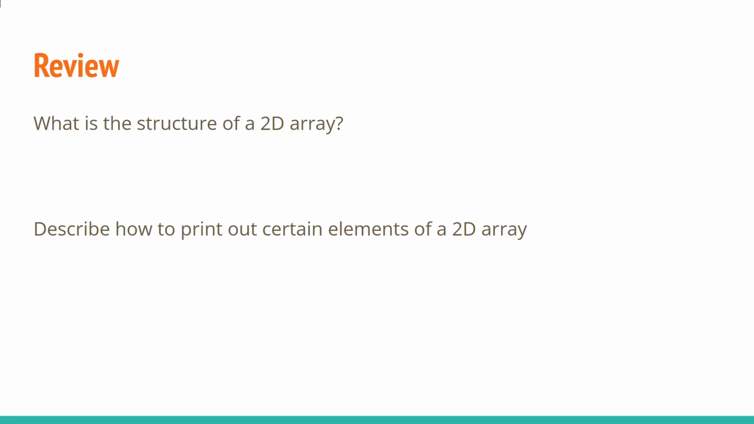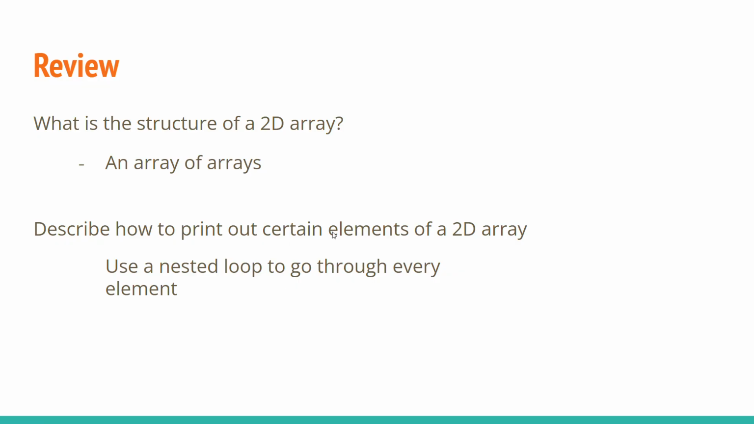So first, what is the structure of a 2D array? And second, how would you print out a certain element of a 2D array? The structure of a 2D array is an array of arrays, which creates that 2D grid pattern. To print out certain elements of a 2D array, we're going to use a nested loop and then go through the rows and columns until we get to the element we want to print out.